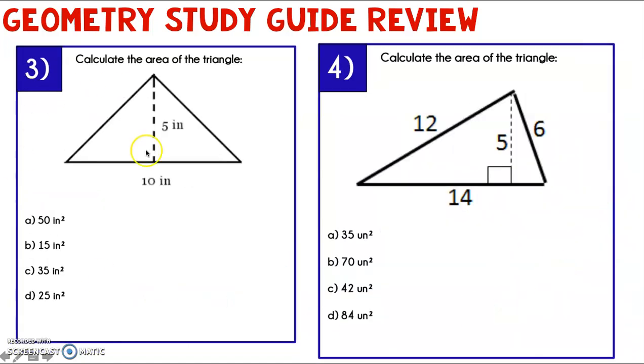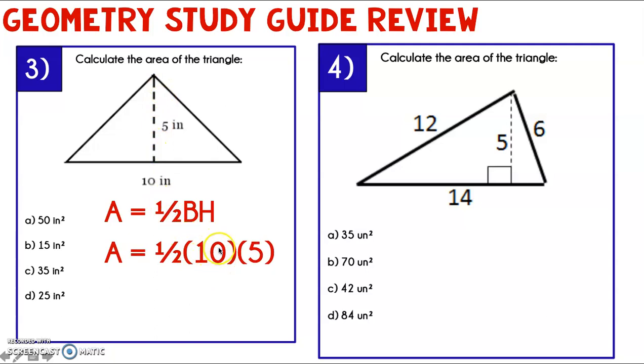All right, so let's take a look at number 3. Number 3 is a triangle. So we're going to use our formula. Area equals 1/2 base times height. Our base is 10 and our height is 5. So we can fill those in, 10 and 5. So area equals 25 units squared. 25 inches squared, excuse me.